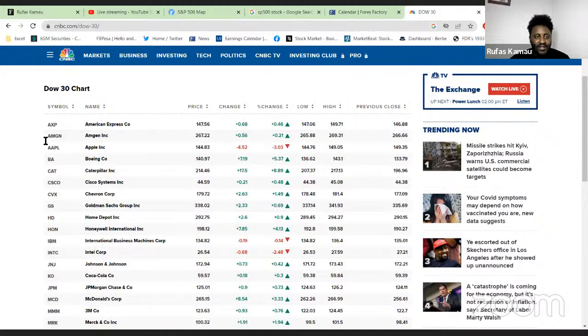So if you look at others, look at American Express, very resilient, Amgen, Apple, Boeing, Caterpillar, Cisco Systems, Chevron, Goldman Sachs, Home Depot, Honeywell, International Business Machines, or IBM. So Coca-Cola, a very stable company, Johnson & Johnson. So these are companies that are very resilient, and they're able to manage their business well. They have a huge moat, or basically they command a big market share.